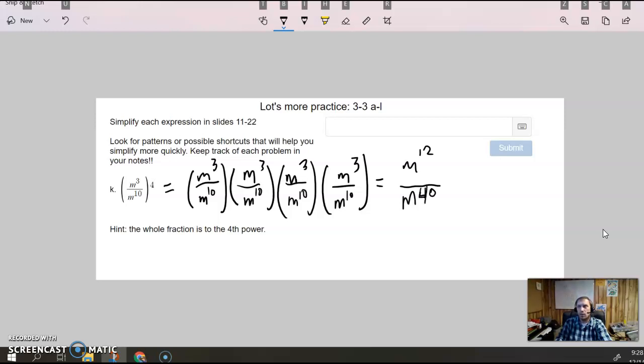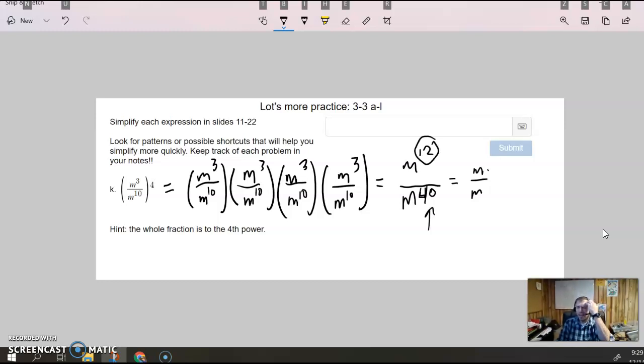Well now, do we have more m's on top or on the bottom? We have more on the bottom. And so if I wrote out 40 of these, and I wrote out 12 of these, we'd be able to have m over m 12 times, right? M over m 12 times, and be left over with some on the bottom.